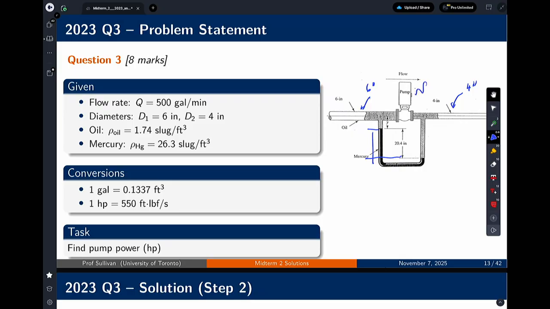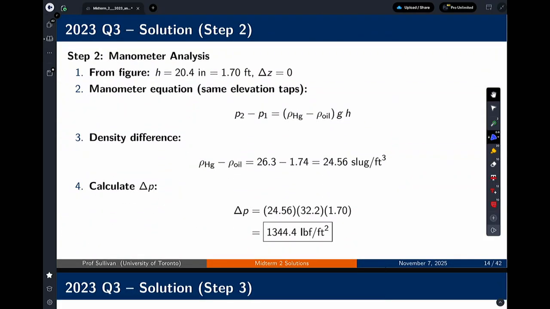In between the two, you have a pump. So you have gallons and horsepower. Find the pump power and horsepower. From the figure, h equals 1.7 feet, delta z equals 0.